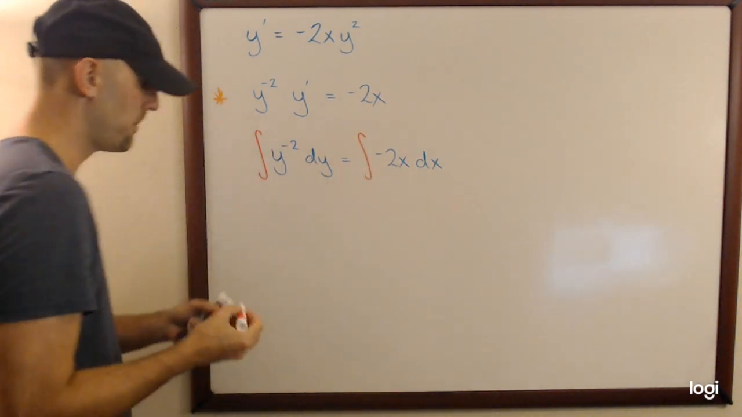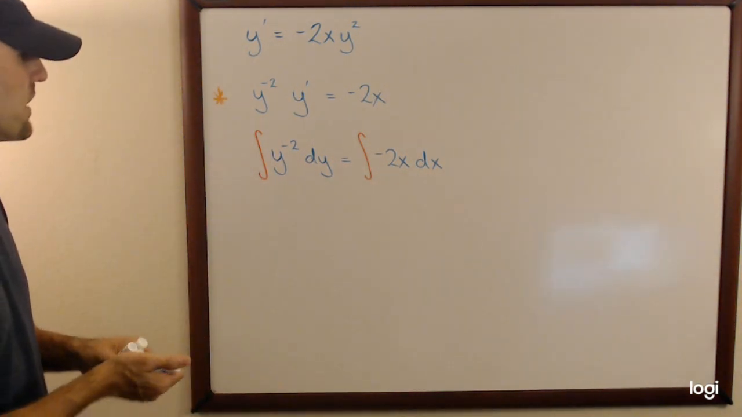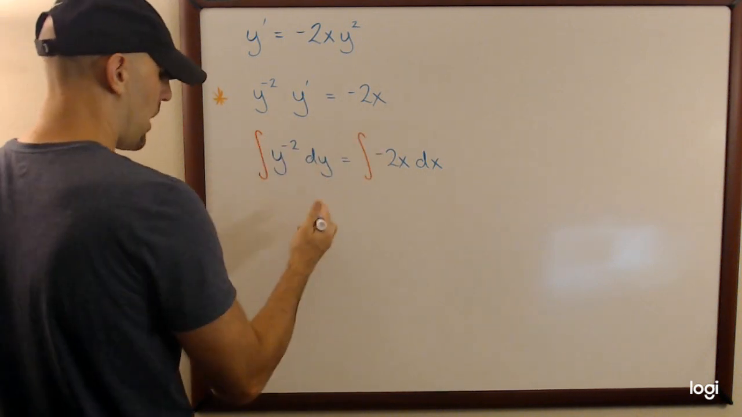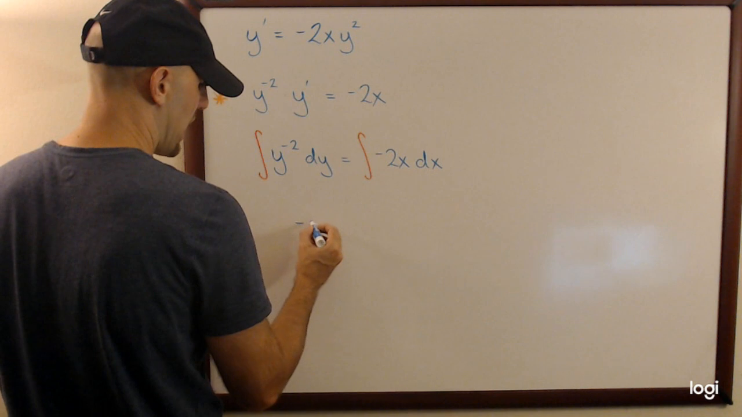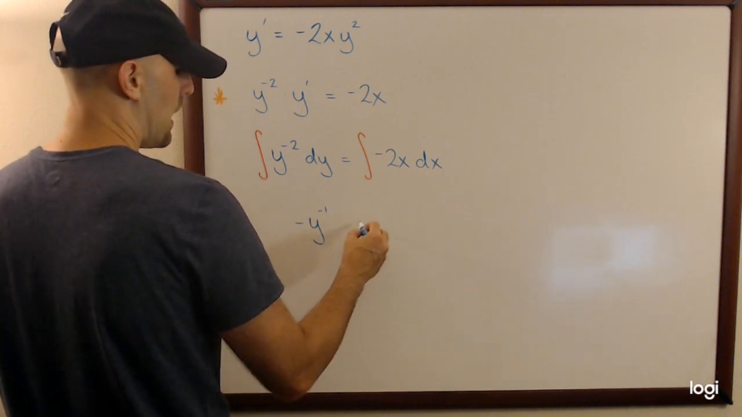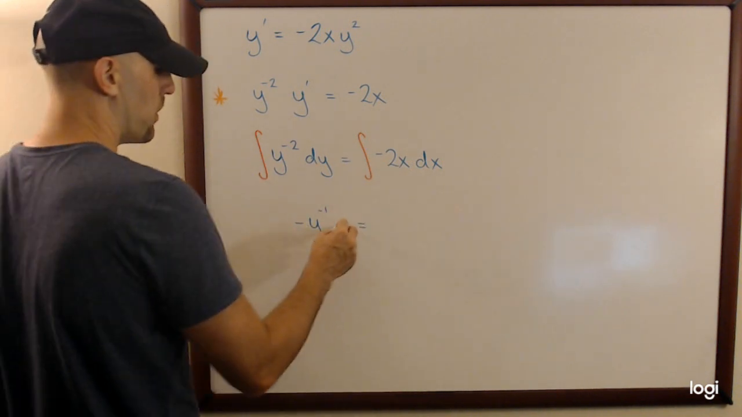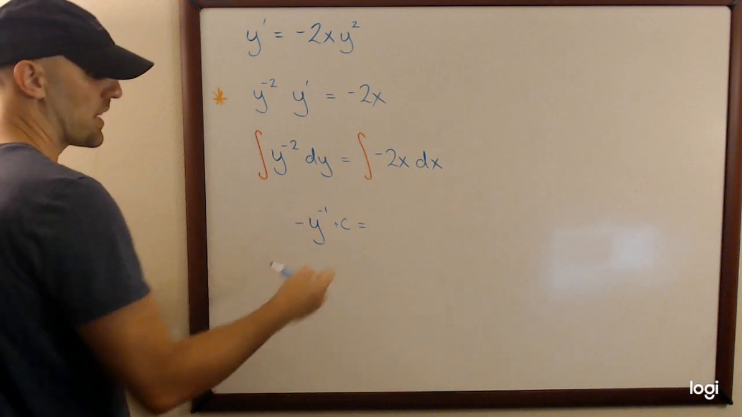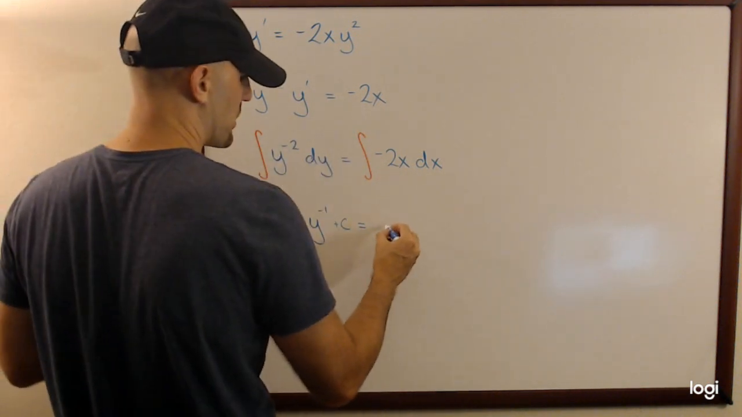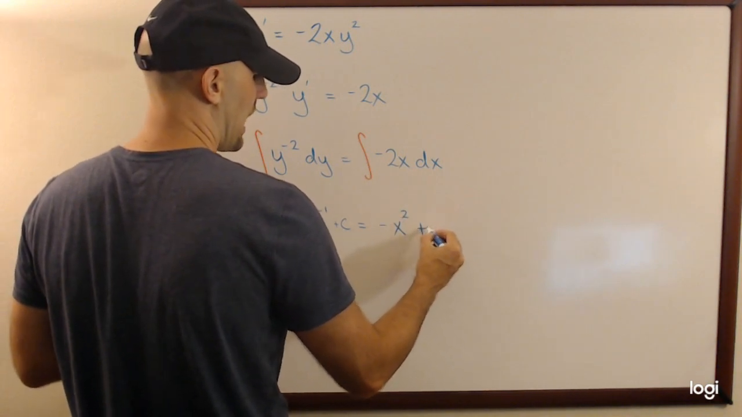There we go. Okay, so we can integrate the left, we can integrate the right. Let's see, the integral of y to the negative 2. This is a simple power rule. So this gives me negative y to the negative 1, plus c, but I'm going to come back to this in a second. Okay, again, integrating the right side, I've got negative 2x. That integrates fairly easily into negative x squared. And again, I need to add a constant.